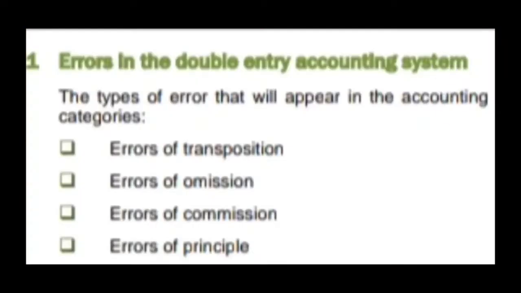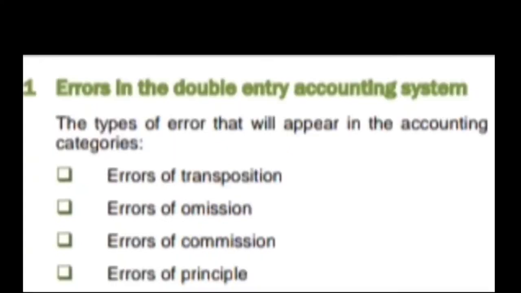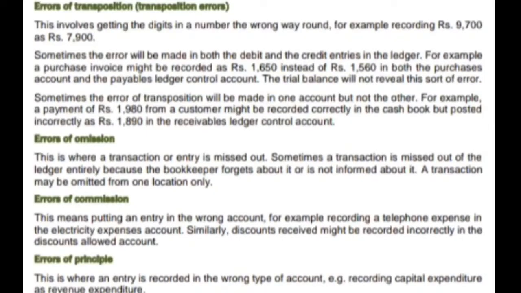So there are four types of errors in the accounting system, and they are: number one, error of transposition; number two, error of omission; number three, error of commission; and lastly, error of principle. Now let's have a look at what these errors mean. Now let's define all these errors separately.